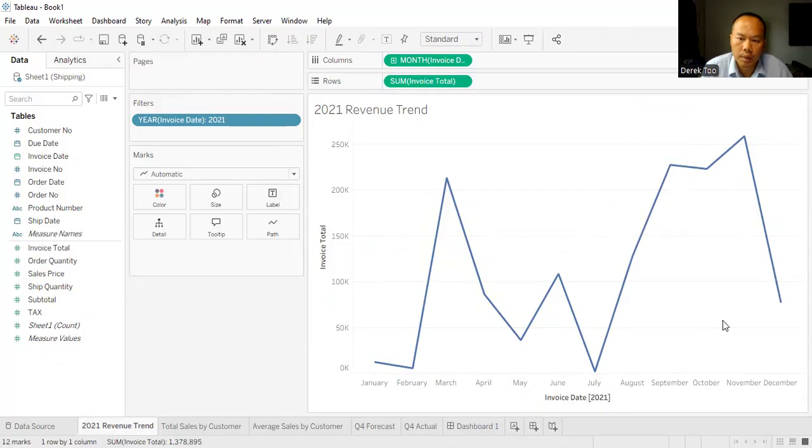Here we have the low points and the high points. We care about the high points only because we want the highest sales by month for the year 2021. So this one is high sales. March 2021, we have 213,325. We have another high point here, September 2021, 227,547. And the last high point is November 2021, 258,881. And that's the answer to our first question, which we already have.